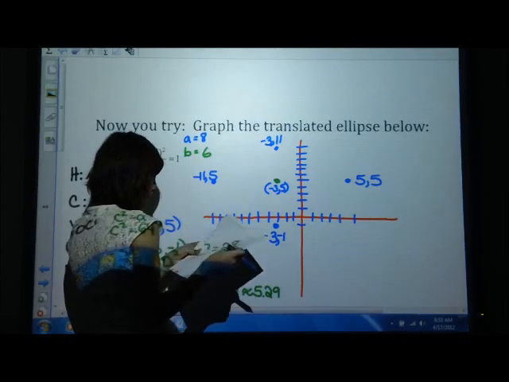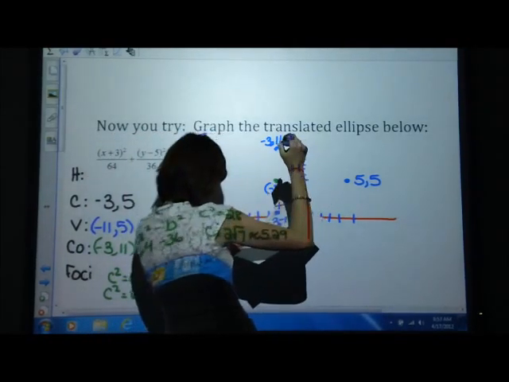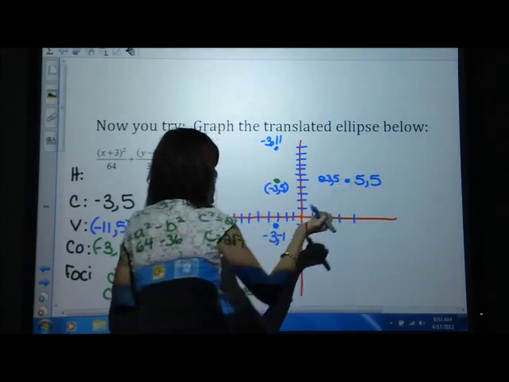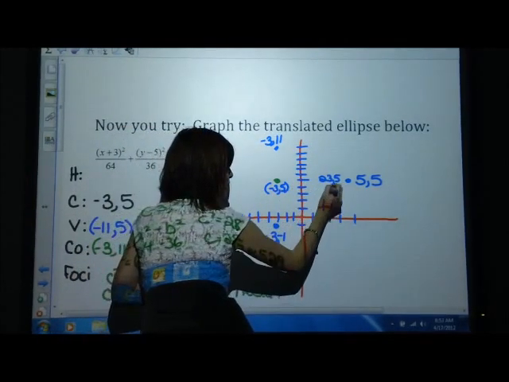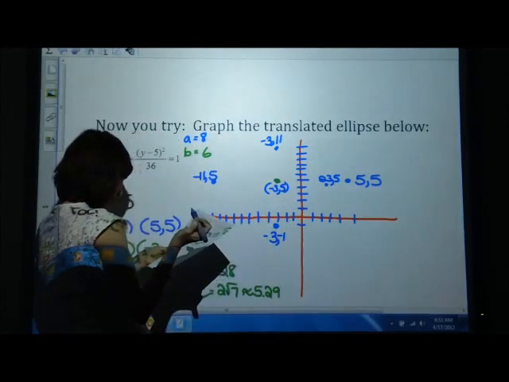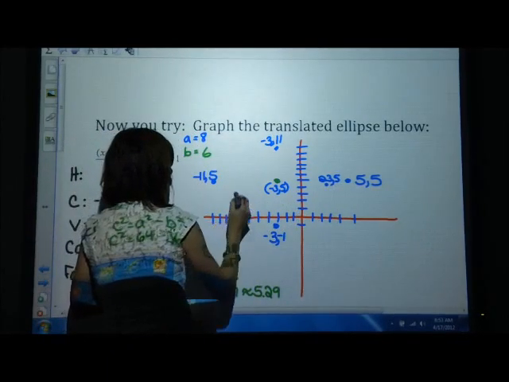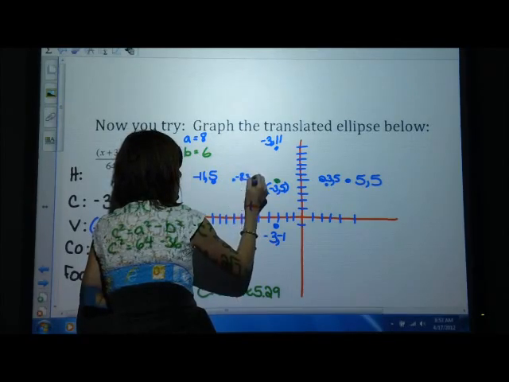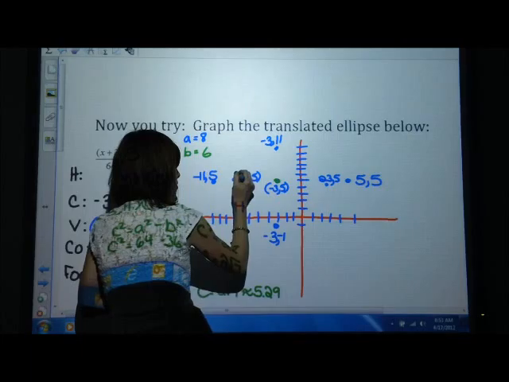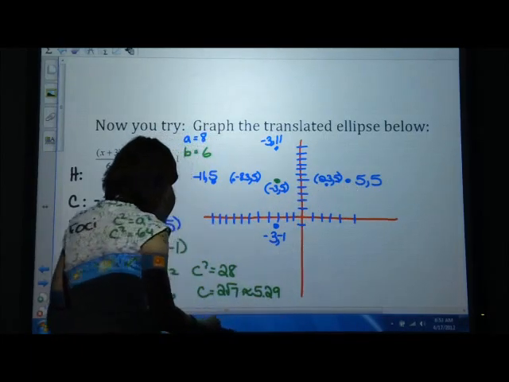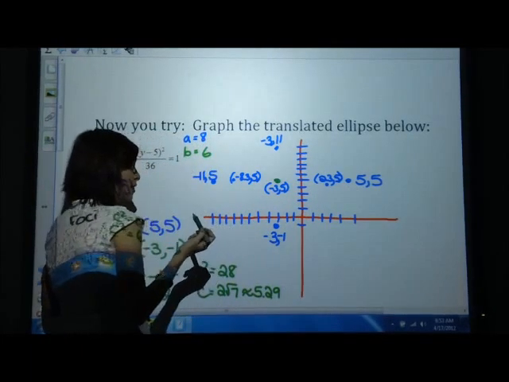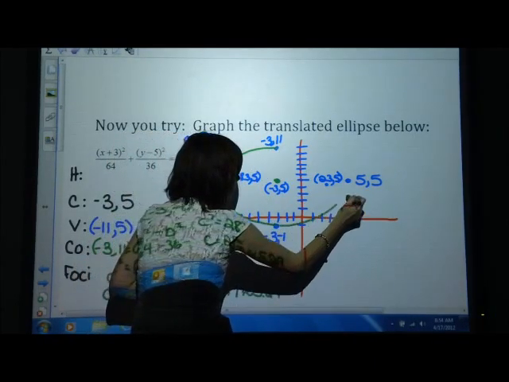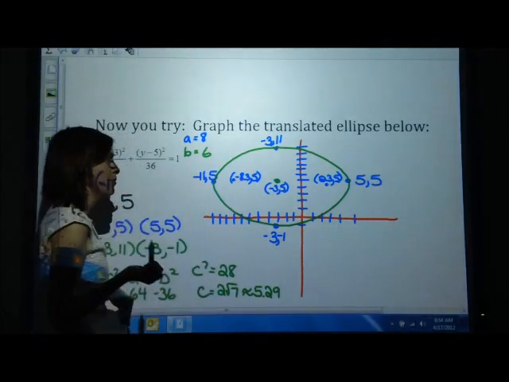So that's going to get me at about, did I do that right? Yeah, it's going to get me about 2.35 for one, right about there, and the other one's going to be at negative 8.35, so right about there. Okay, so those are my foci. And then I'm going to connect all my vertices in a nice ellipse. And that one's a lot better, okay?